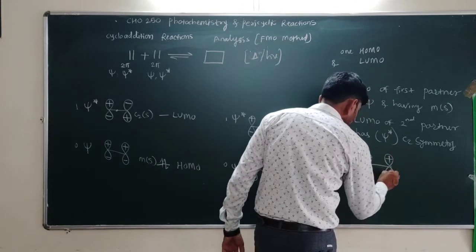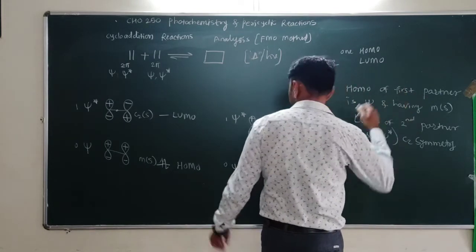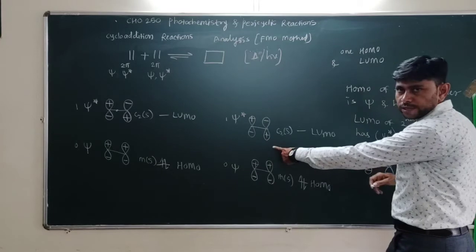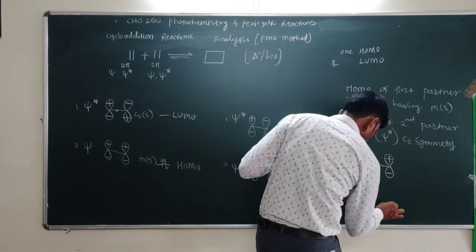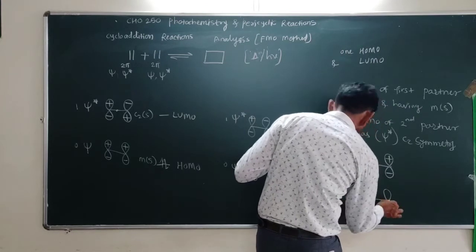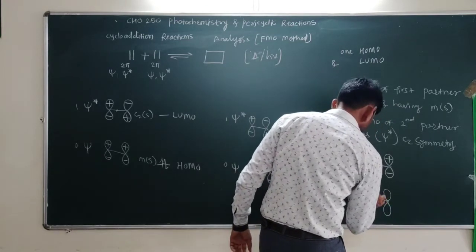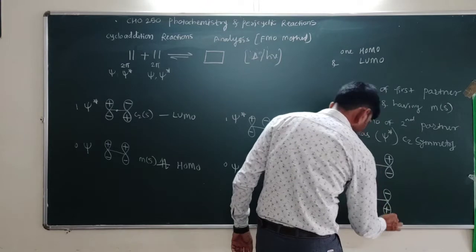Plus, minus, minus. What is the LUMO of the second partner? This is the LUMO of the second partner, so this is on the drawing here: the LUMO of the second partner and C2 symmetry. So plus, minus, minus, plus.